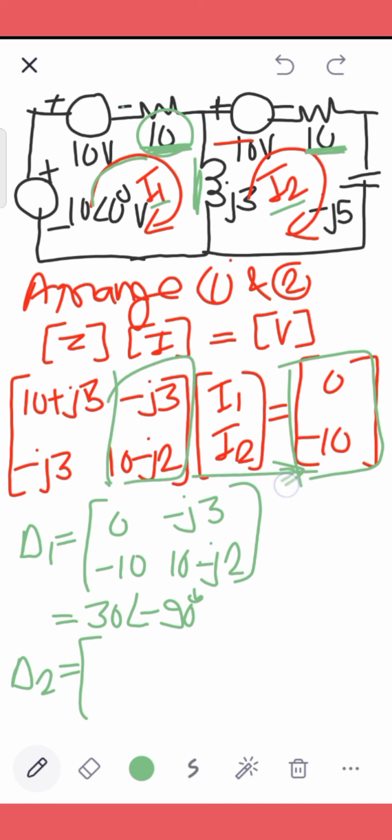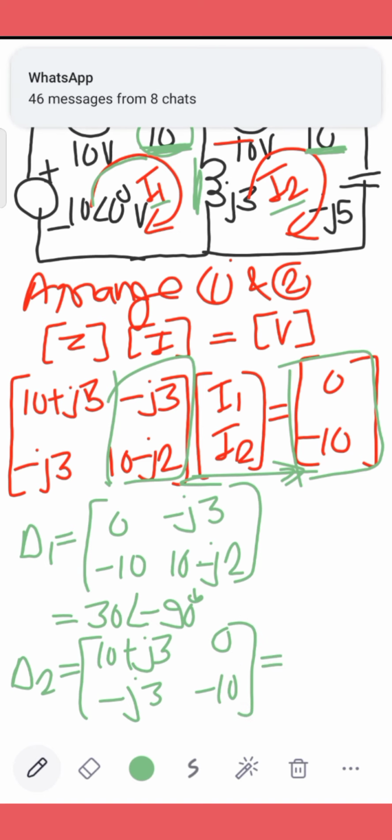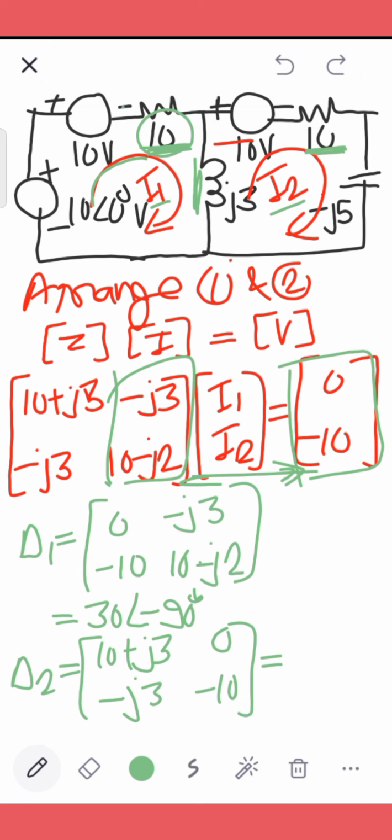Similarly for del 2, we have to replace column 2 by the voltage source. So 10 plus J3, minus J3, 0, minus 10. Answer: 104.30 at an angle of 163.30. Okay, now we have all the values.